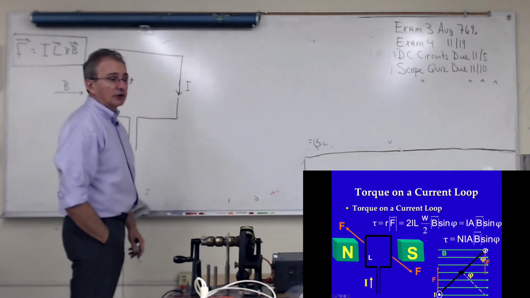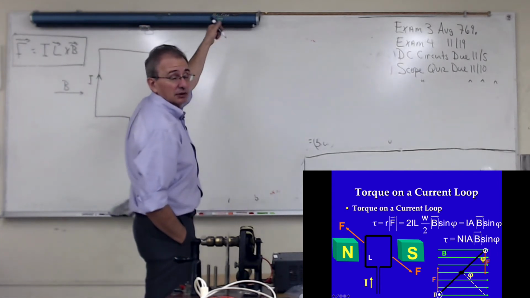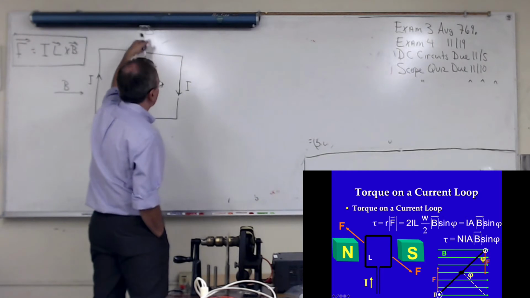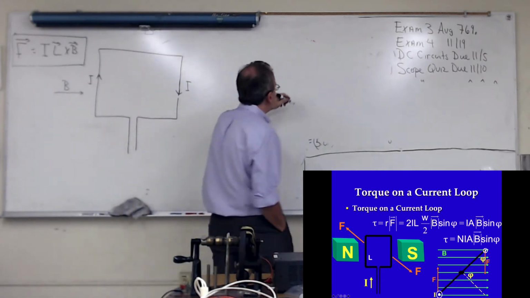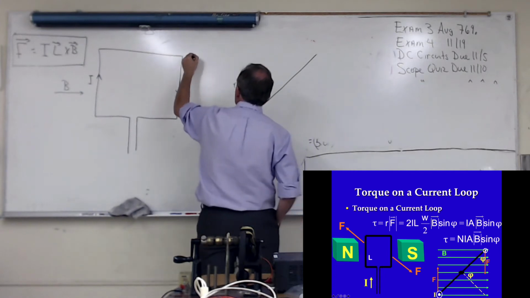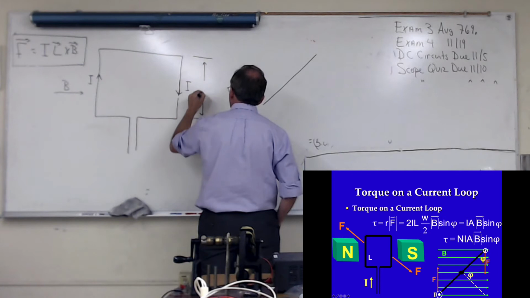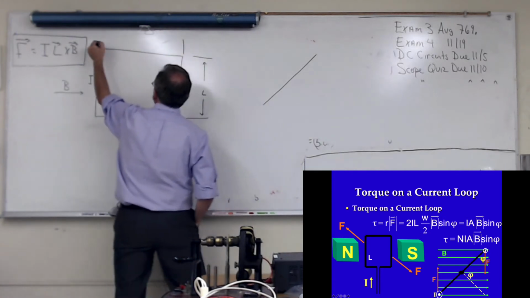Now, in order for us to do that, I need to look from the top. I'm going to look at the loop from the top. If I look at it from the top, the loop looks like this. So these are the lengths. And this is the width of the loop.